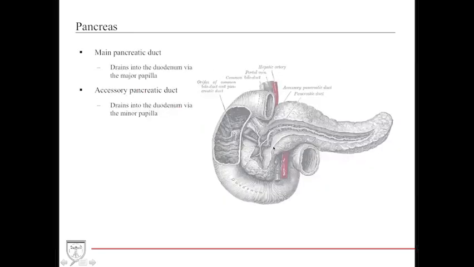So the pancreas, as I mentioned before, has two ducts. It has the main pancreatic duct and also the accessory pancreatic duct, and that's because both of these come from different embryological origins. The main pancreatic duct will drain into the duodenum via the major papilla. The accessory pancreatic duct will drain into the duodenum via the minor papilla that lies right above it.